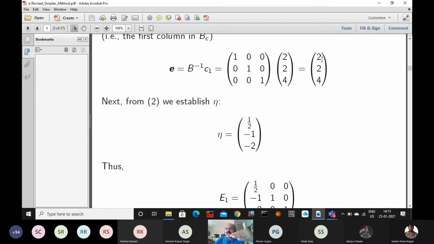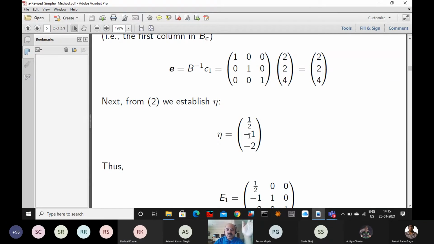The other elements you will divide by the pivot and write with a minus sign, just like in simplex. The pivot becomes 1 by P. We are writing the element divided by P with a minus sign. So 2 by 2 with a minus sign is minus 1, and 4 divided by 2 with a minus sign is minus 2.